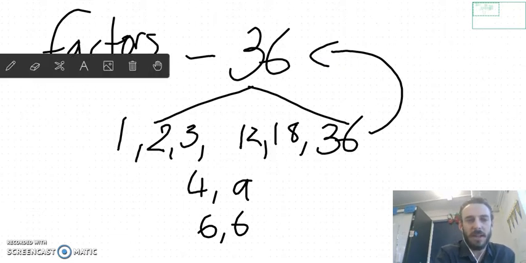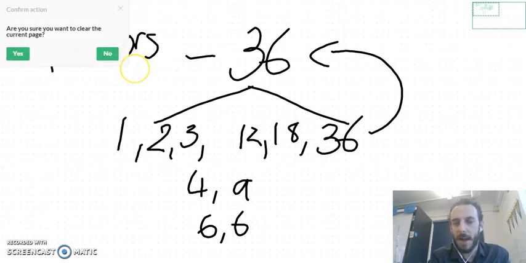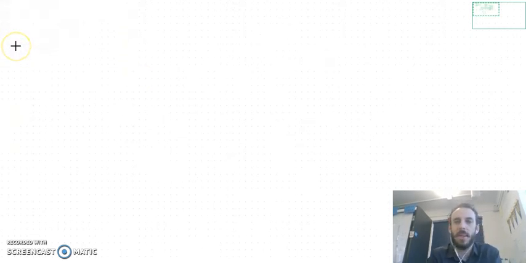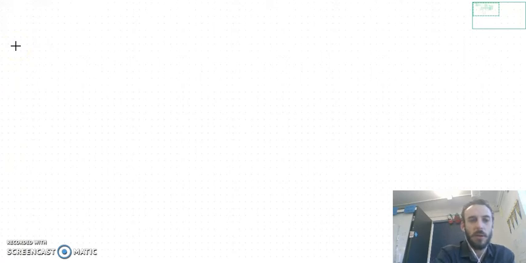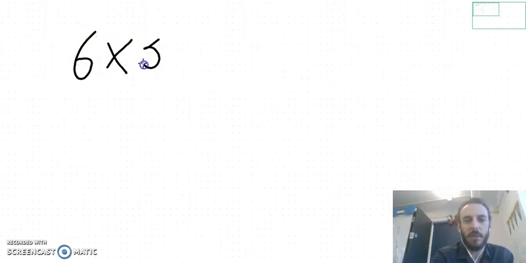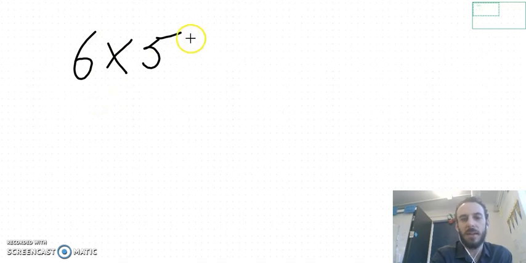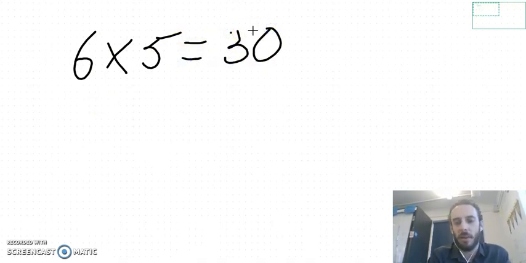It gets a little bit different, though, when we start talking about multiples, because multiples aren't quite the same, but a lot of people get them confused. Rather than being two numbers that multiply that give you an answer, multiples are the answer. So if I do 6 times 5, 6 and 5 are both factors of 30, because 6 multiplied by 5 will give you 30.